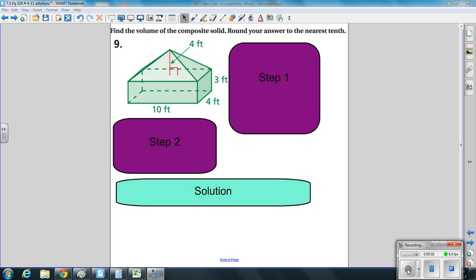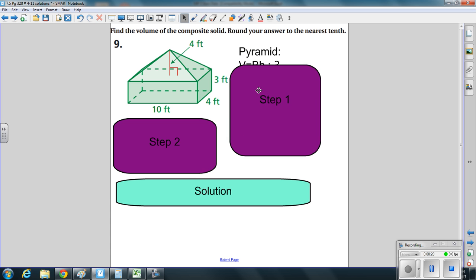So this is part 2 of page 328. We're going to continue at numbers 9, 10, and 11. For number 9, we have two shapes. We have a rectangular prism, and we have a rectangular pyramid. Remember, for the pyramid, we need to divide by 3. So let's take a look.